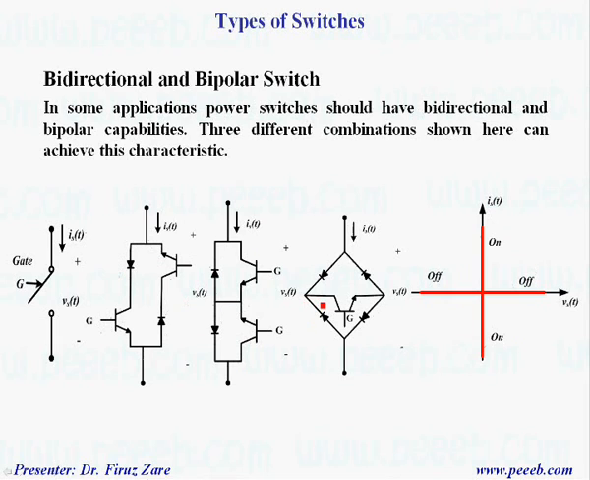Now let's concentrate on this configuration. That means if the current is positive, the current can pass through this diode, and when we apply a gate signal, this transistor can operate. So this is the current loop.